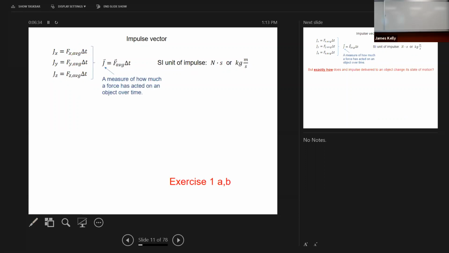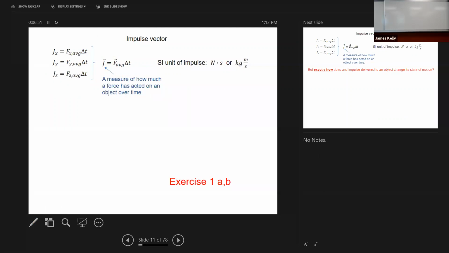These are the components of a vector, and sometimes we say the definition of the impulse vector is just the average force vector times delta t. But you can think of the very definite meaning of this as these three components of it.